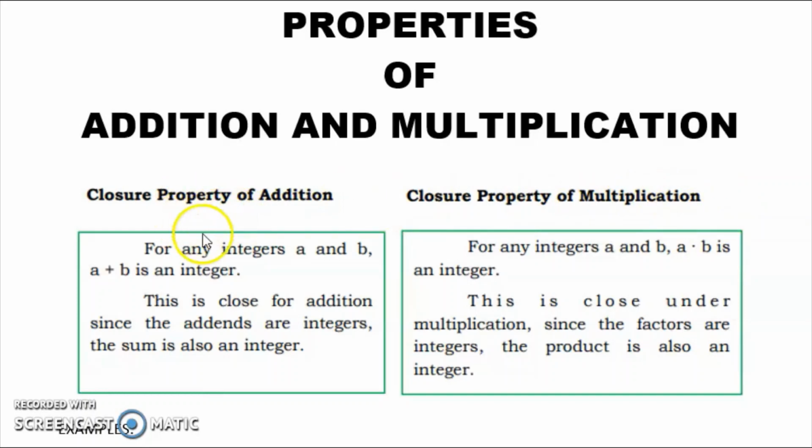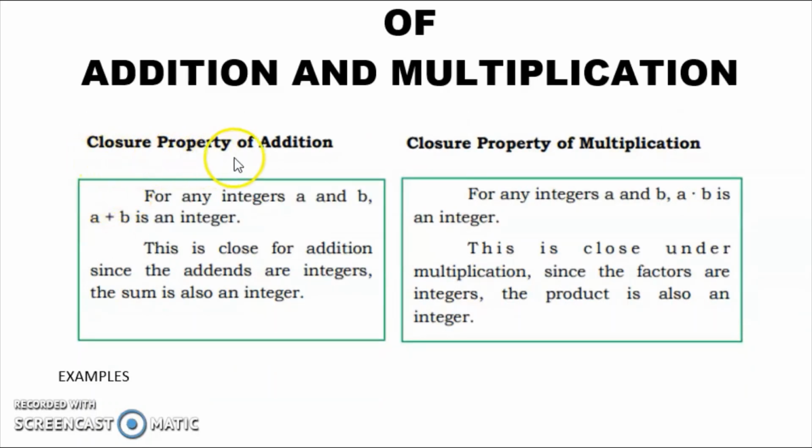Ang pinagkaiba lang, pag plus sign yung nakita nyo, addition yun. Kung multiply sign yung nakikita nyo, multiplication yun. So, closure property of addition: for any integers a and b, a plus b is an integer, okay? This is closed for addition since the addends are integers and the sum is also an integer. So, kung meron kayong pinag-add or addends na considered as integer, syempre, yung sum niya magiging integer. Ang tawag dun sa property na yon ay closure, okay?